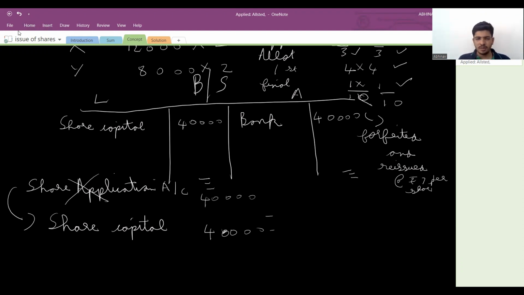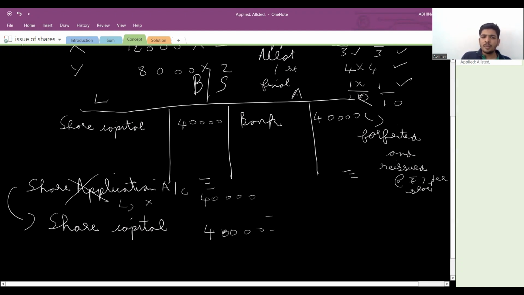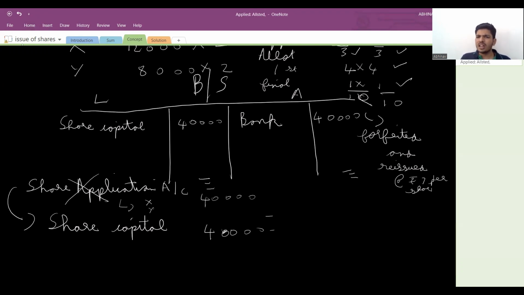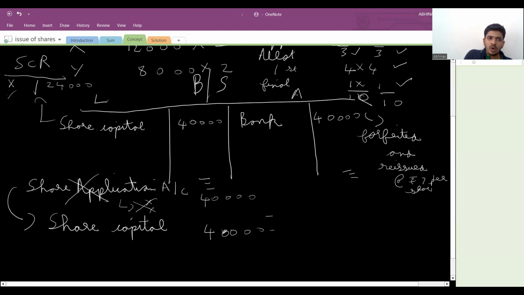Okay, clear? Now, you can say that, yeah, but I mentioned X and Y were mentioned in the share capital register, right? Saying they contributed 24,000 and 16,000 each. What will happen to them? Nothing. That register will get closed and this new register, meaning the share capital register that I mentioned before, will be open, where we mention X contributed 24,000 and Y contributed 16,000.